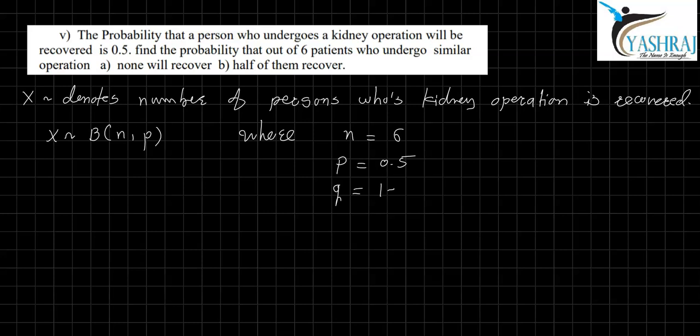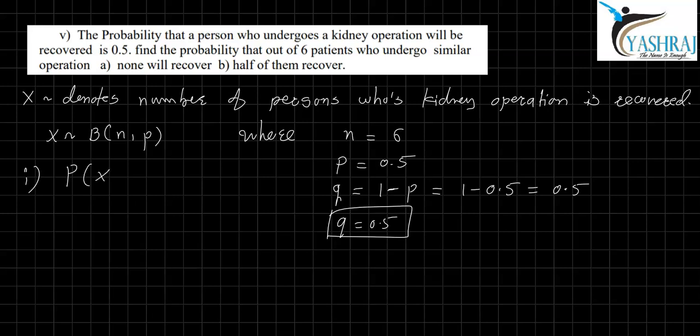Now for finding the probability of failure, q equals 1 minus p, which is 1 minus 0.5 gives us 0.5. So the q value is 0.5. Here we have to evaluate at first, none will recover, meaning P of x equals 0, and half of them recovered. How many patients do we have? 6. So among them half will be recovered, meaning exactly 3 will be recovered.